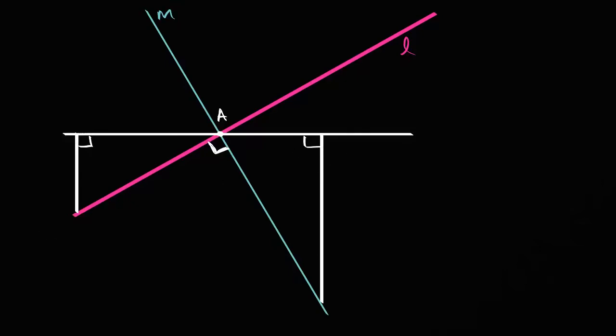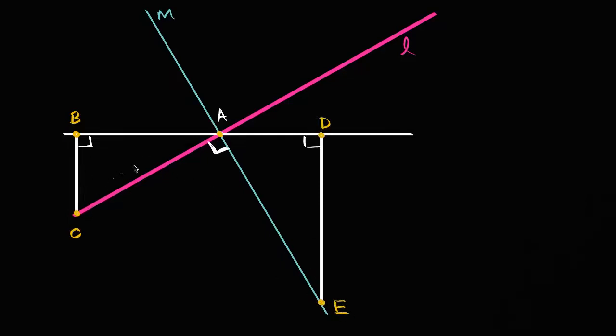And let me now set up some points. So I already said, that's point A. Let's call this point B. Let's call this point C. Let's call this point D. And let's call this point E right over here.